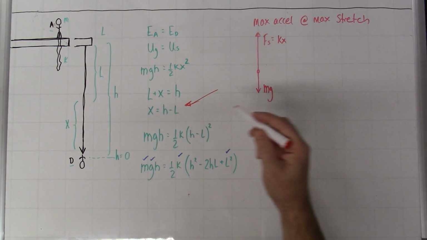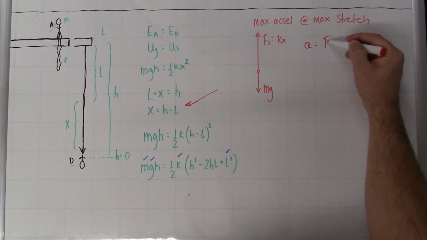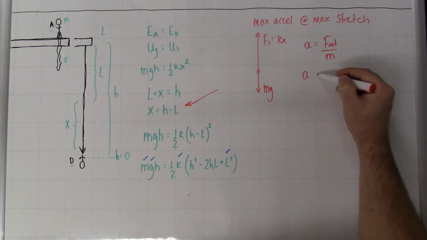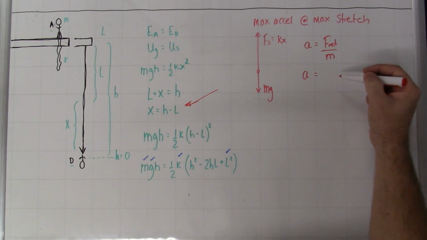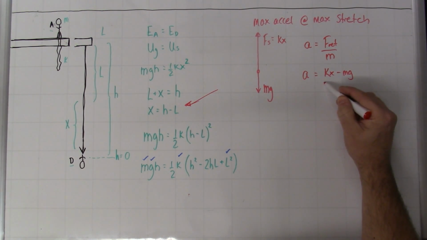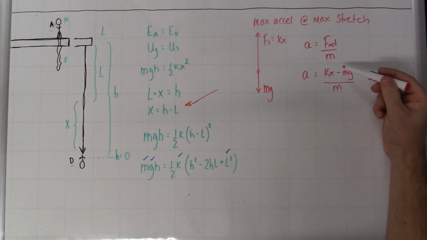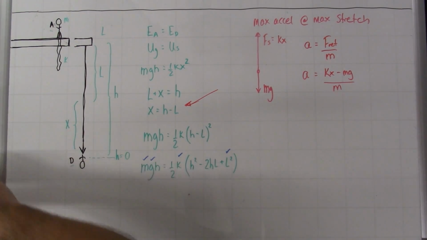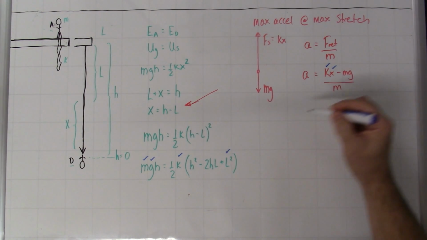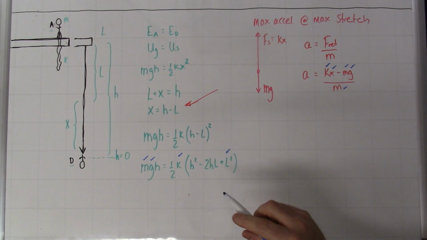We know from Newton's second law that the acceleration of an object is equal to the net unbalanced force over the mass. So in this case, how do we express the net force? The acceleration is equal to Kx minus mg, all over m. K is given, x we solved in part A, m and g are both given, so we should be able to solve for a, no problem.